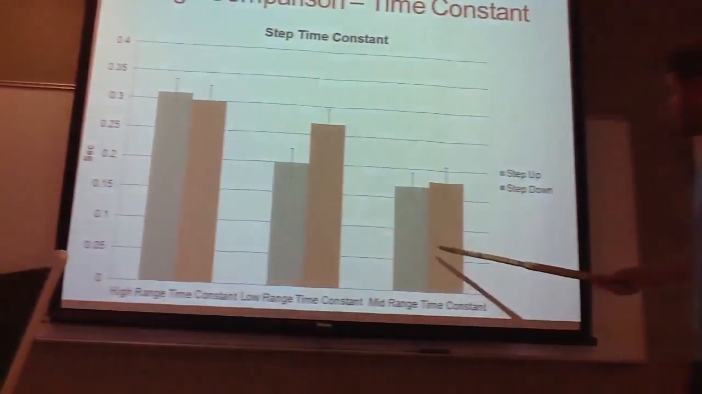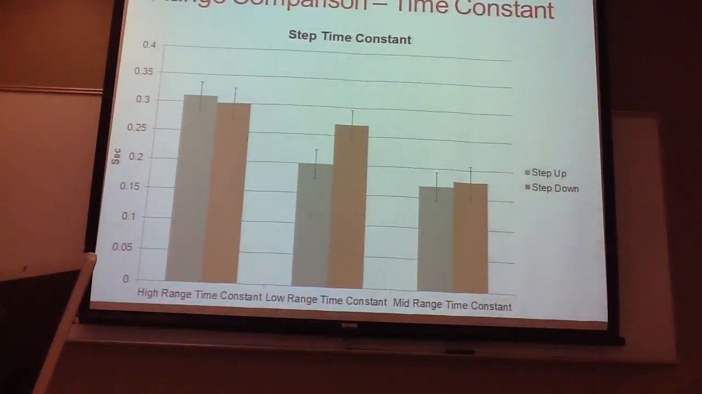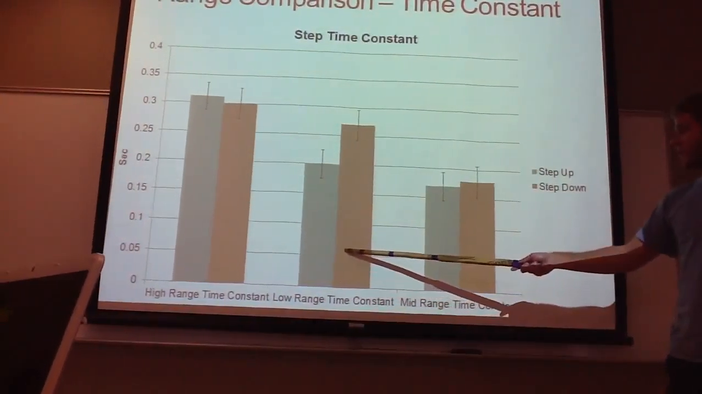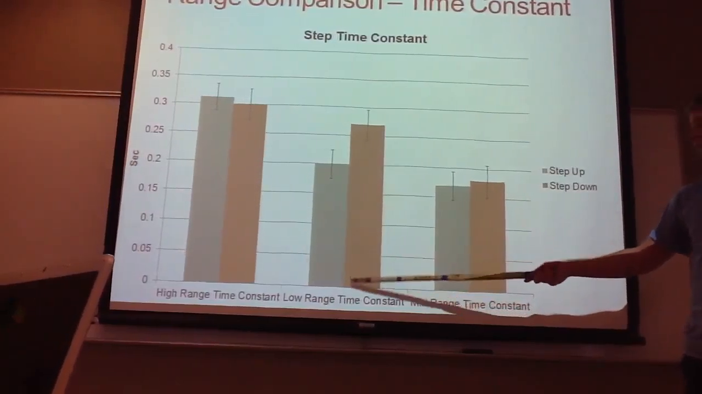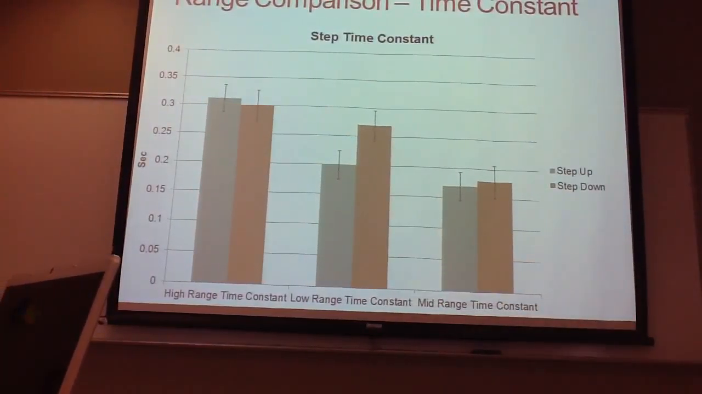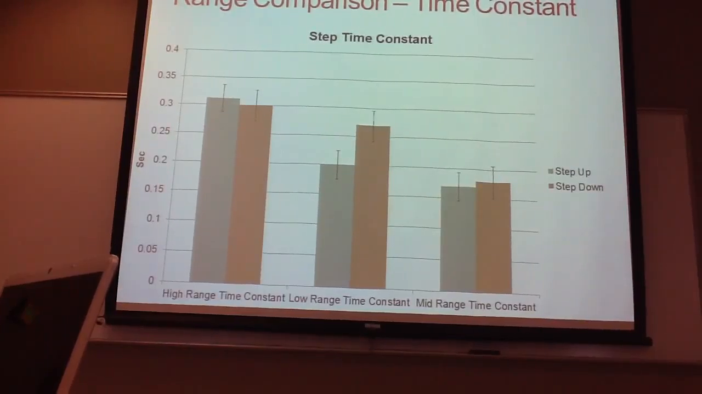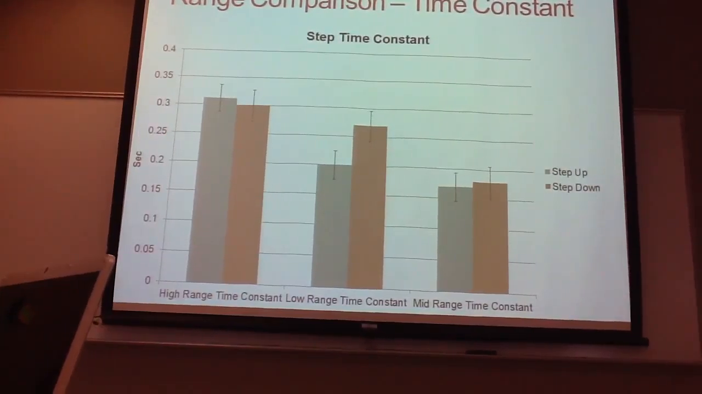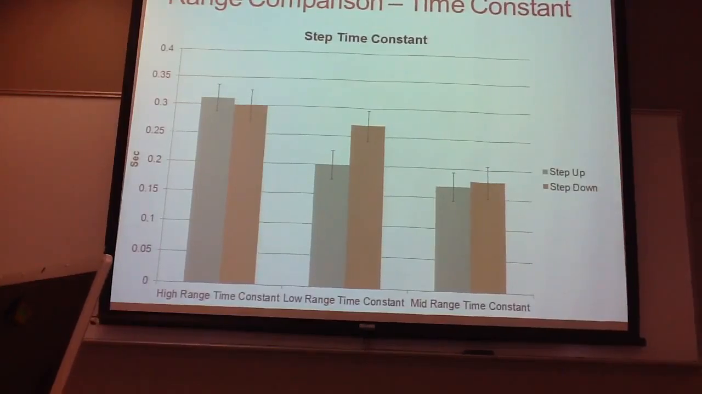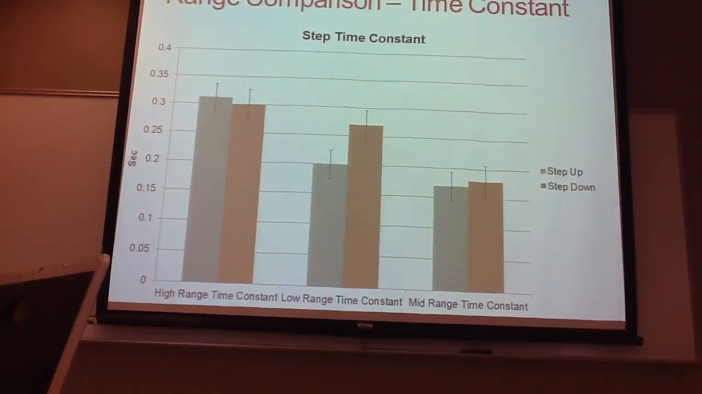This one, however, is different. Our time constant, we have the largest change, our variance here in our low range, and in our medium and high range, the variance between the step up and step down was much smaller. It seemed to be that the faster the motor got spinning, the less difference there was in the time constants when comparing the step up and step down.